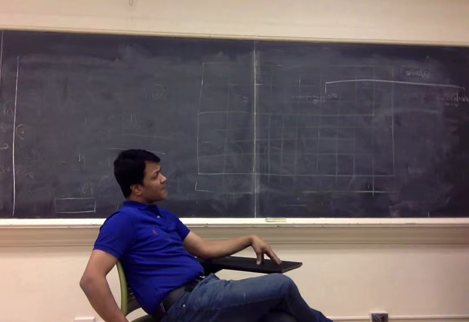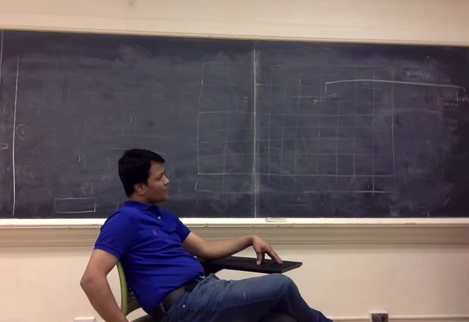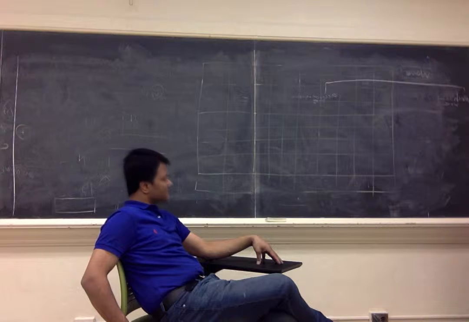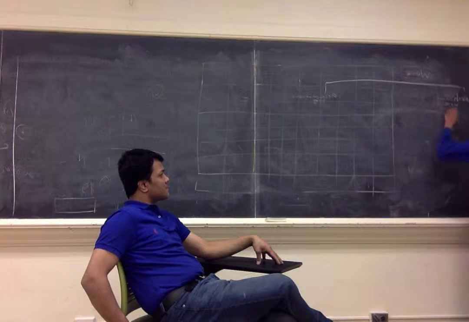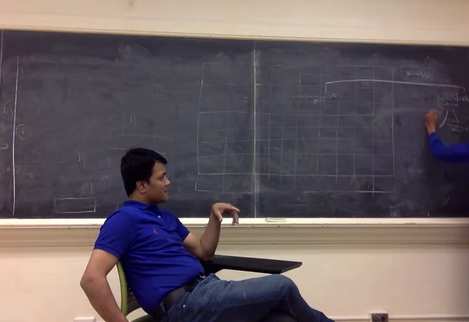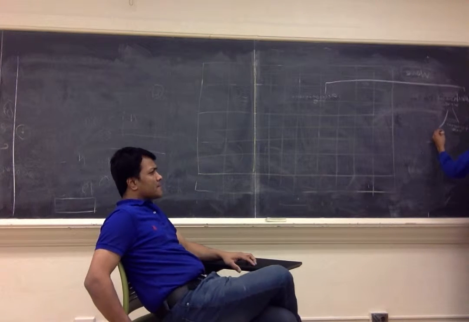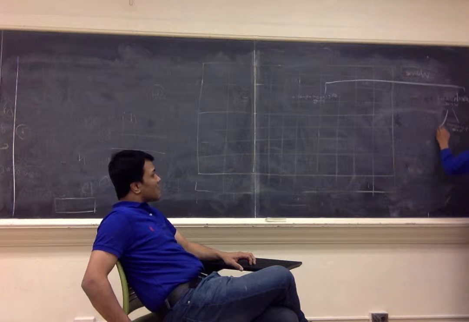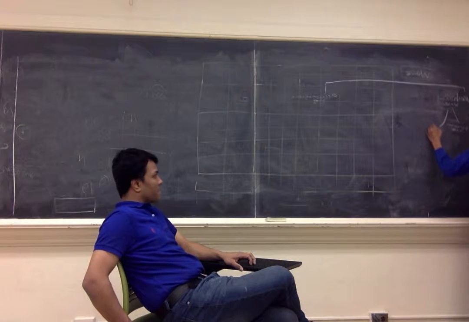How many kinds of mechanical waves are there? Two. Transversal wave, write it down. Make sure you leave enough space. Transversal wave, and the other one is longitudinal wave.